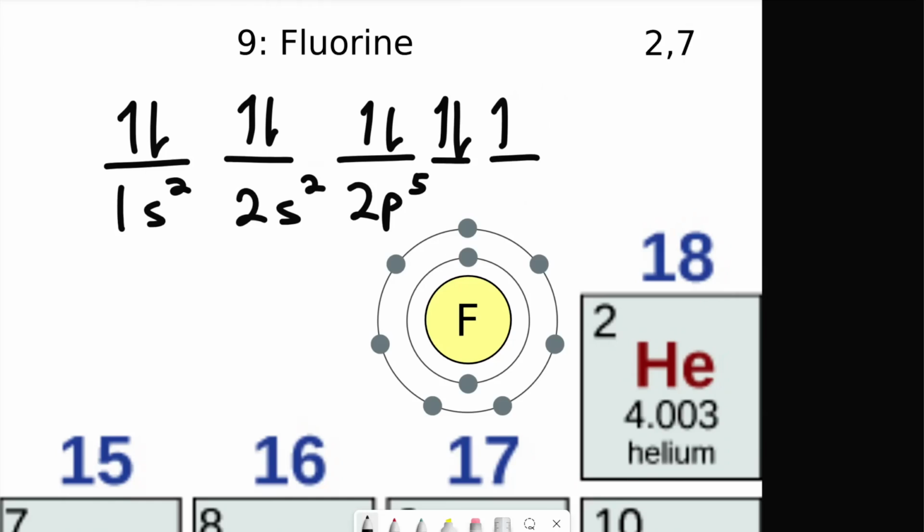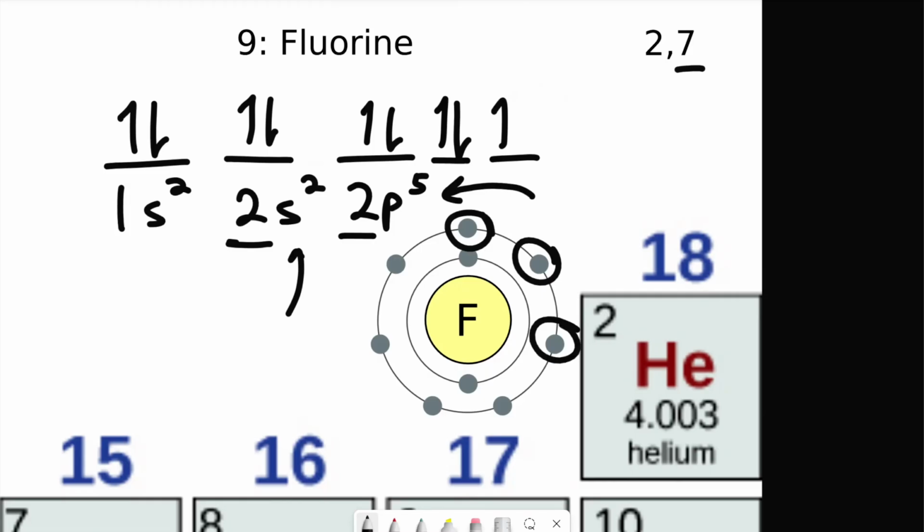If you're going to count the valence electrons for the majority of the elements that you'll be dealing with, you're going to have to look at the highest energy level shell, which is the second shell. Therefore, you need to add the 2 electrons that are in the 2s subshell, as well as the 5 electrons in the 2p subshell. So 2 plus 5 is 7, and therefore you can see 1, 2, 3, 4, 5, 6, 7 electrons in the valence shell.